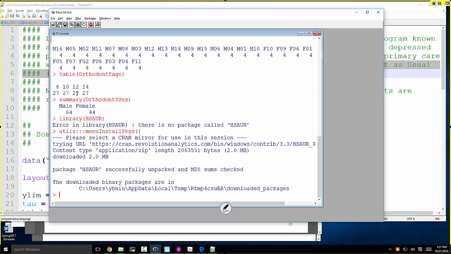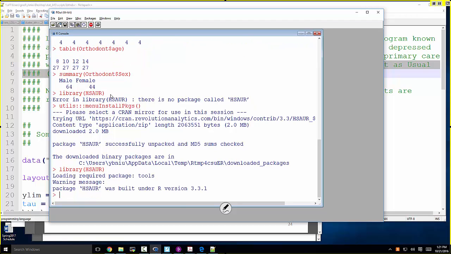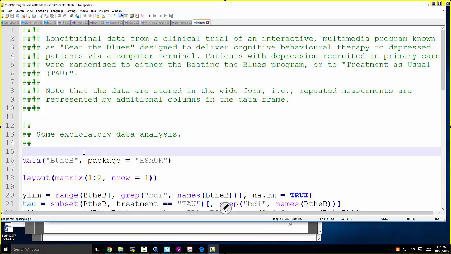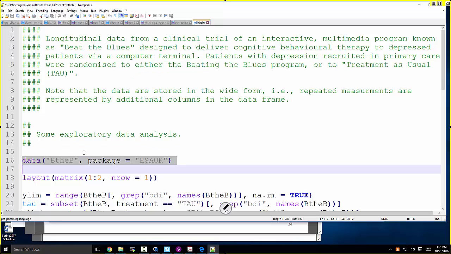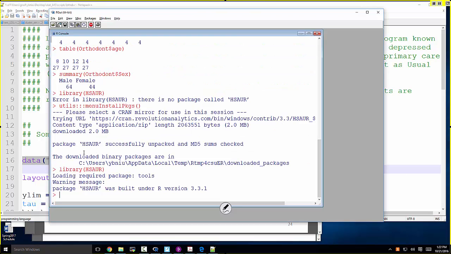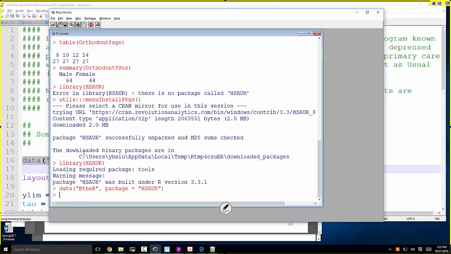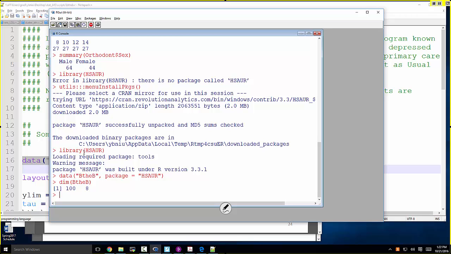Packages here, library HSAUR, and here I'm getting the data. Data, BtheB. It's a 100 by 8 matrix. Here's a peek at the first part.